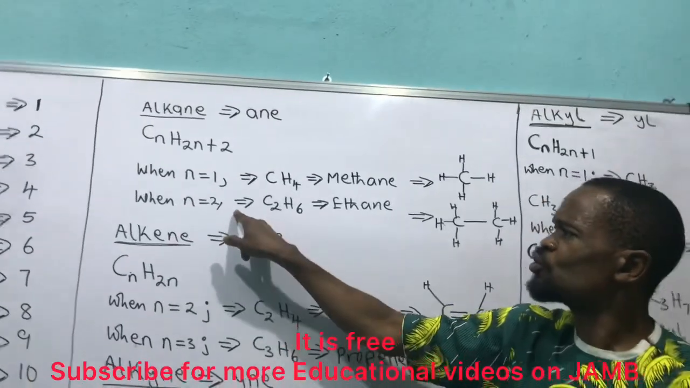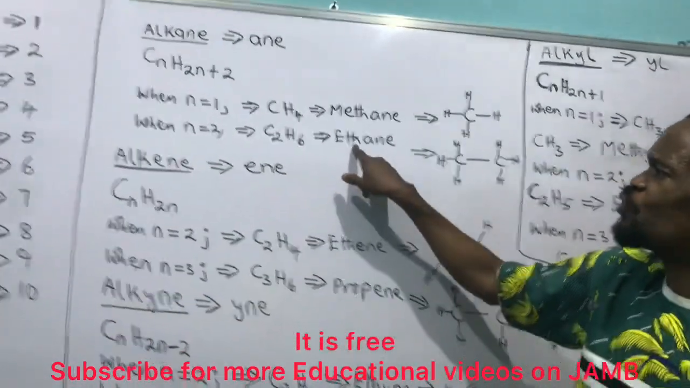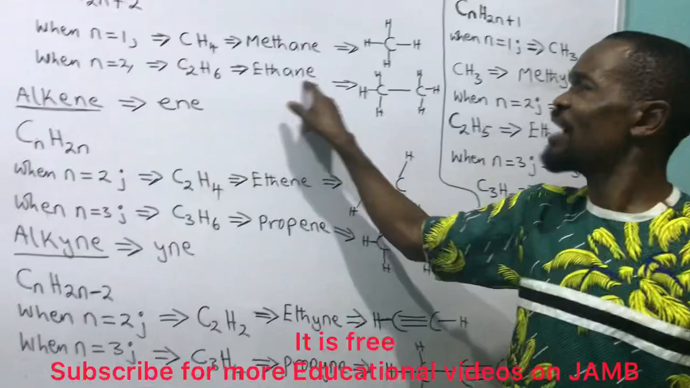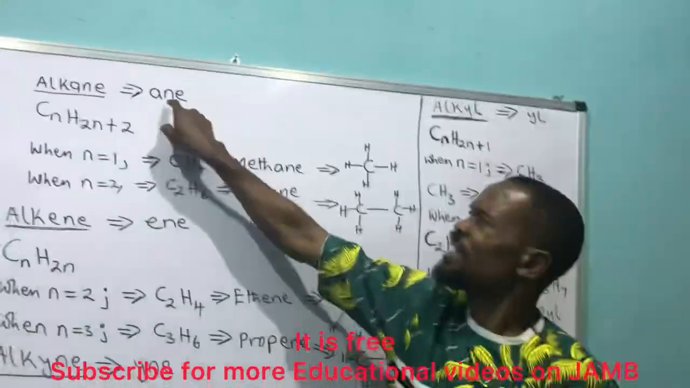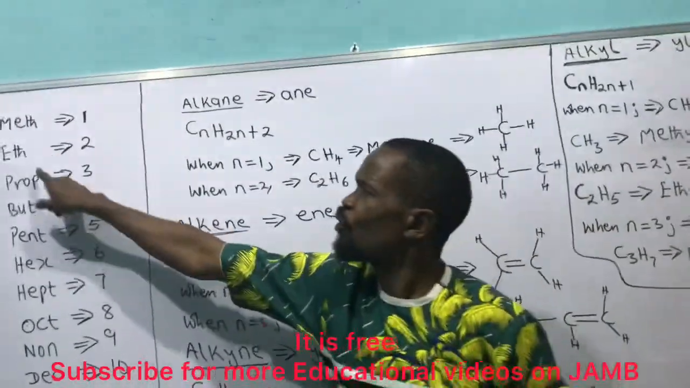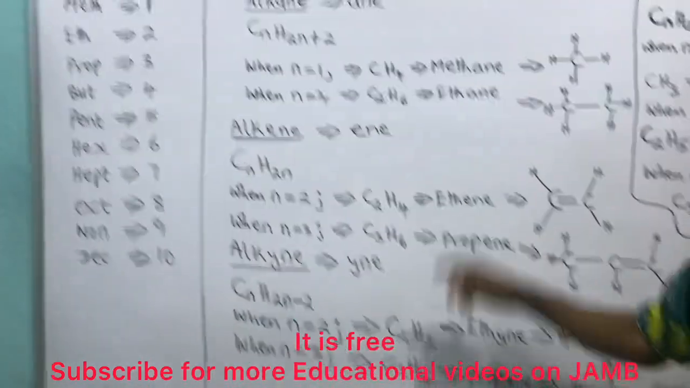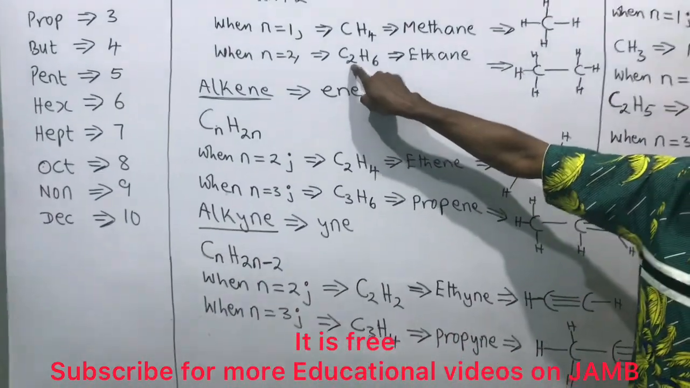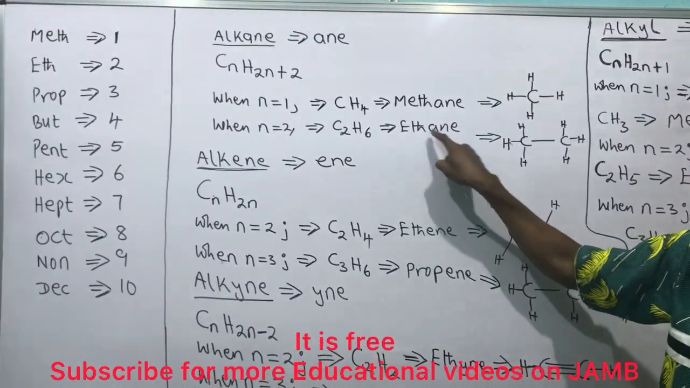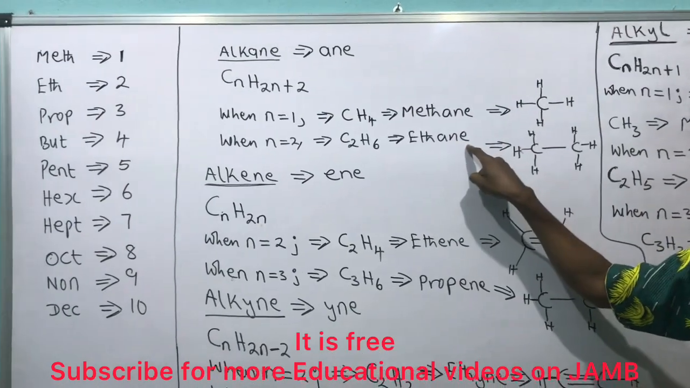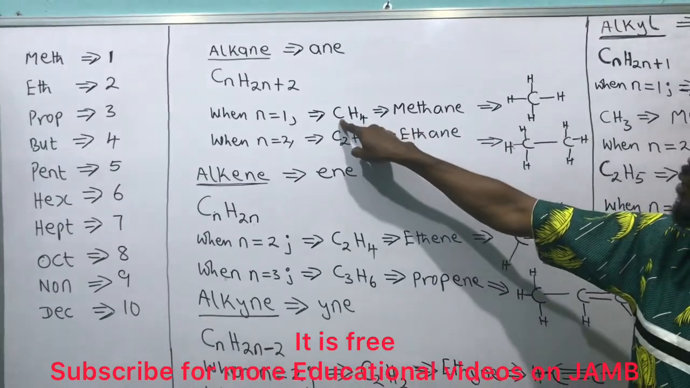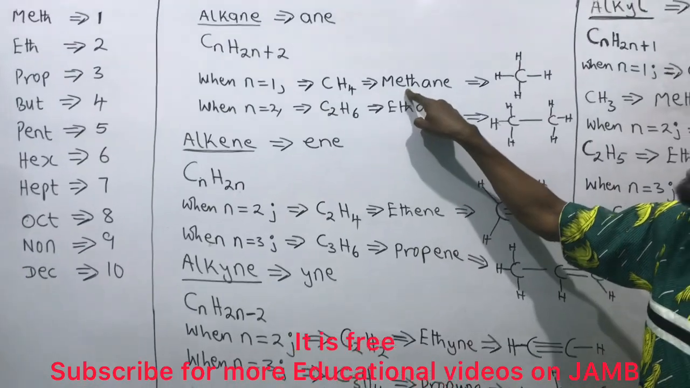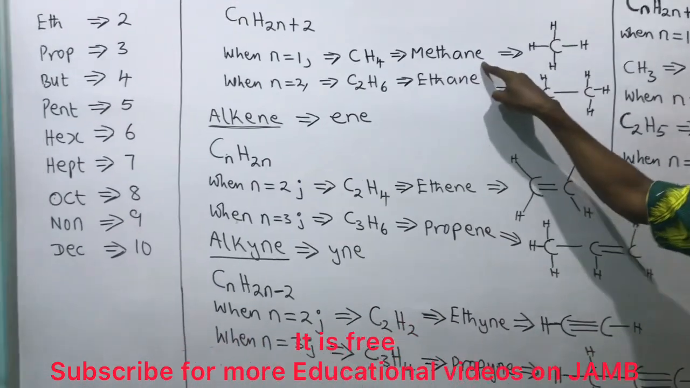When n is equal to 2, look at the name. We call it ethane. I've now used the parent name to substitute for this part, and it becomes 2 carbon. I'm talking about 2 carbon now, right? That is eth, then the parent name, ane. Here I'm talking about 1 carbon, that means meth, then the parent name, ane. Are you getting what I'm saying now?